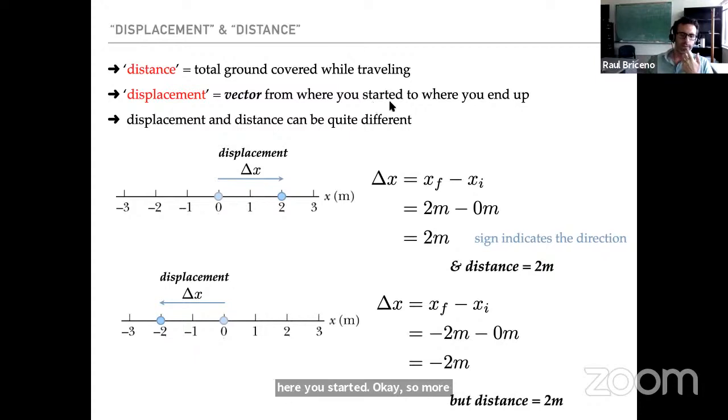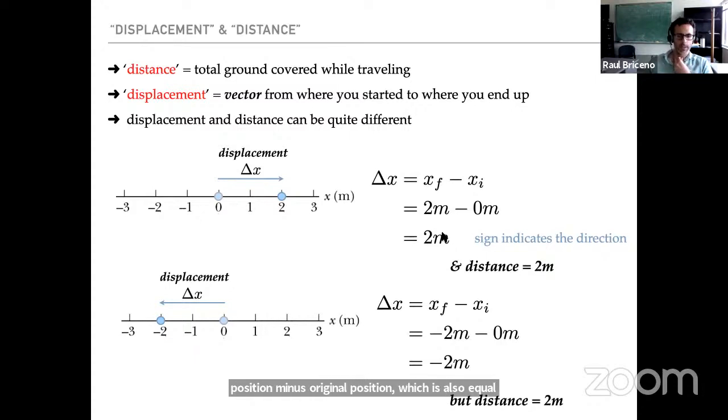So more specifically, imagine that you started at 0 and then you went to 2, meaning +2. Then the displacement in this case is positive because you've gone towards the right. So the displacement is just your final position minus your original position, which is also equal to the distance that you traveled.